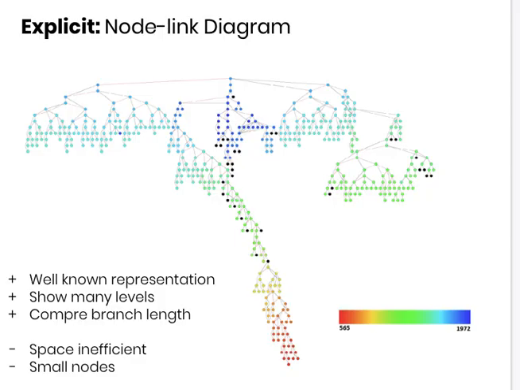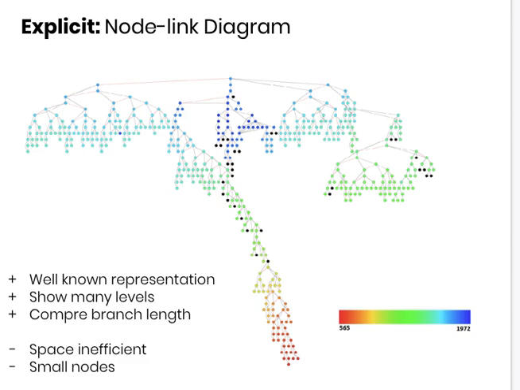However, there's a problem that it is space inefficient. You need a lot of space, as in this example, when you have one branch that stands out. You need a lot of space for this one. You're going to waste, so to say, a lot of screen space, which in this case is filled by legend and text.